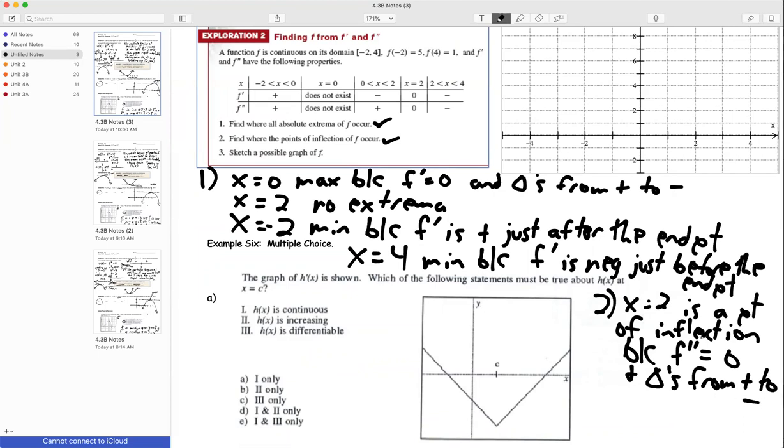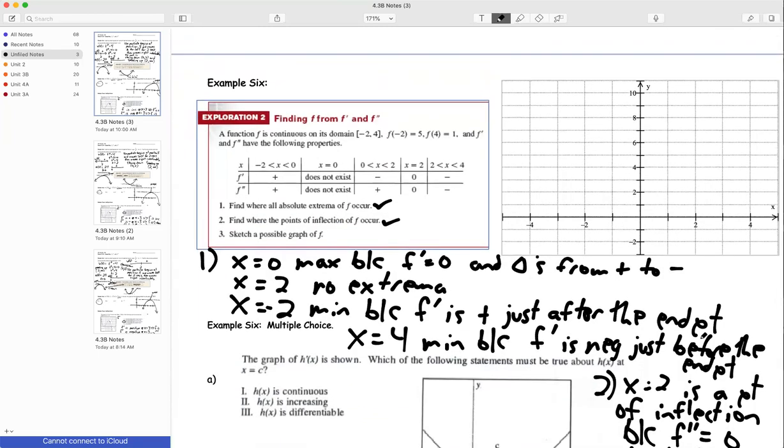So now I need to sketch my graph based on the information that they give me. And so I'm always going to start at the points. I know that when x is -2, y is 5. So I'm going to put a point there. And when x is 4, y is 1. So I'm going to put a point there. So at -2, I have a minimum. So it's got to go up from this point.